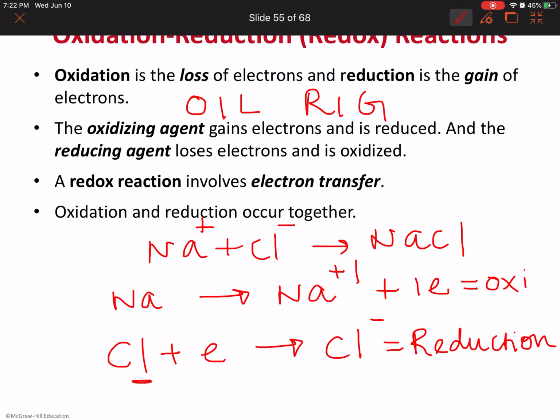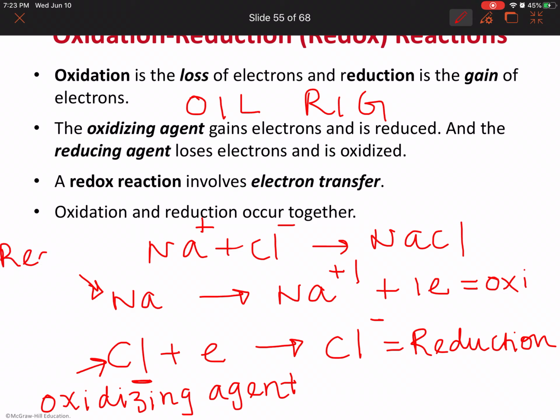Because of that, we call chlorine the oxidizing agent. Oxidizing agent: the one that helps the other thing to oxidize. Sodium is undergoing oxidation, and we call chlorine the oxidizing agent. Now, who is undergoing reduction? Chlorine is undergoing reduction. But who is helping chlorine to undergo reduction? Sodium. So we call sodium the reducing agent.